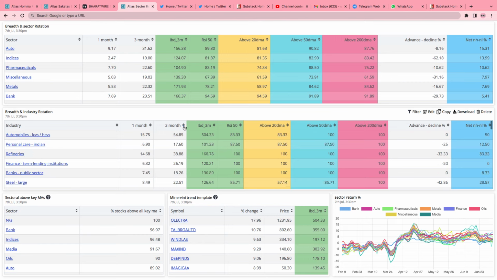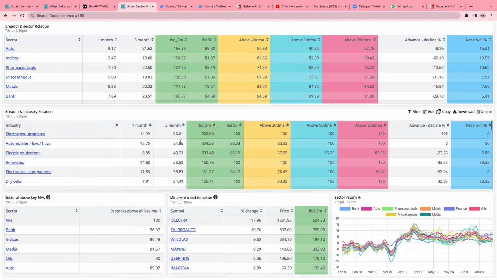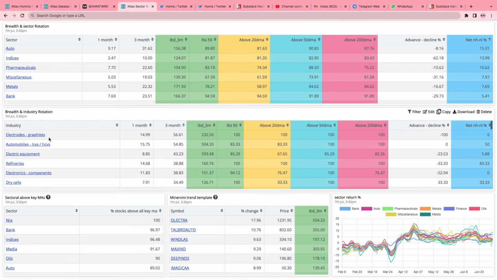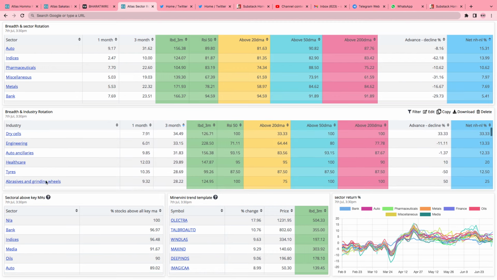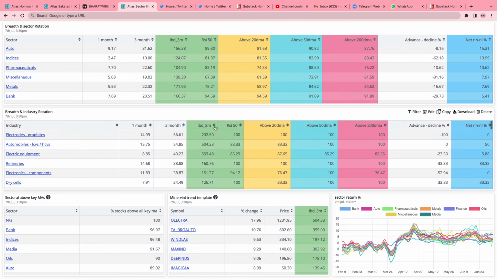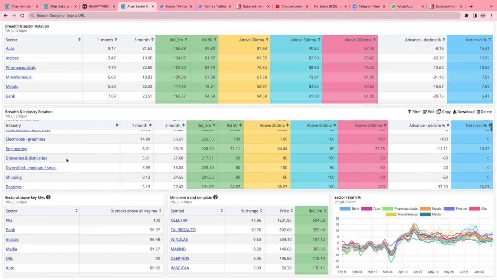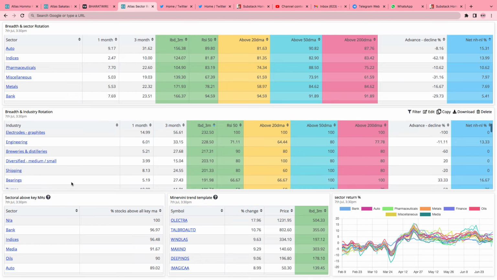which are the names which are doing well. So electrodes, automobiles, electric equipment, refineries, engineering, auto ancillary, healthcare. These are the ones which are showing very high momentum, right? Similarly, if you sort it with the IBT one also, you will get similar names: electric equipments, automobiles, engineering, brewing, so SDBL and stuff like that. Shipping has been doing really, really well. Bearings are doing really well.